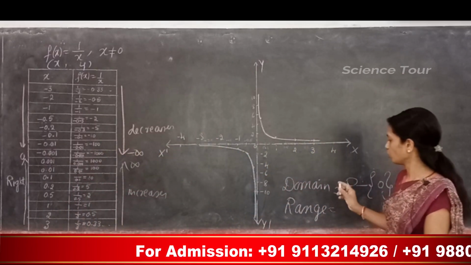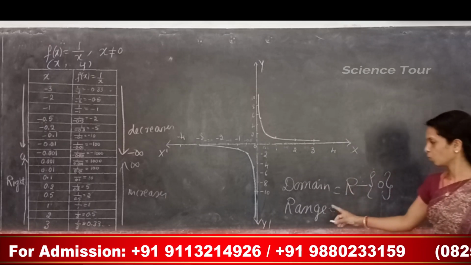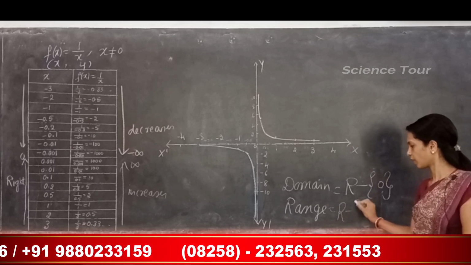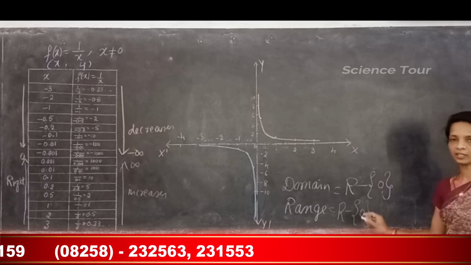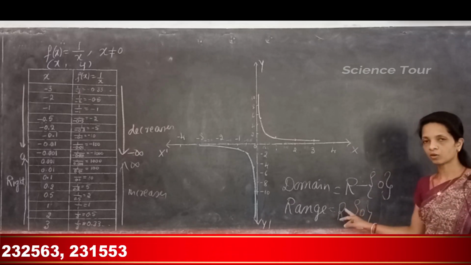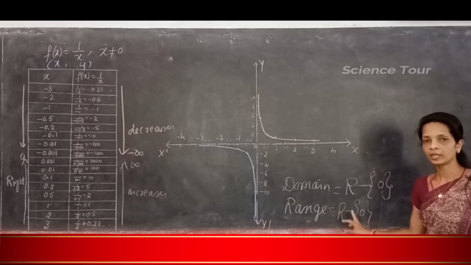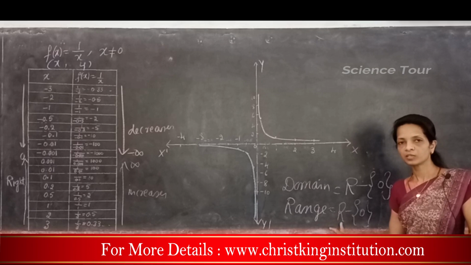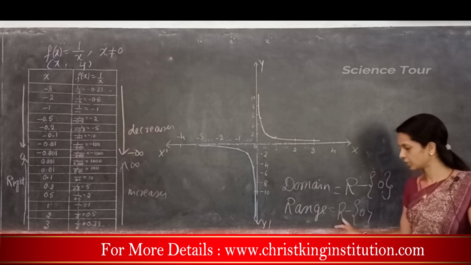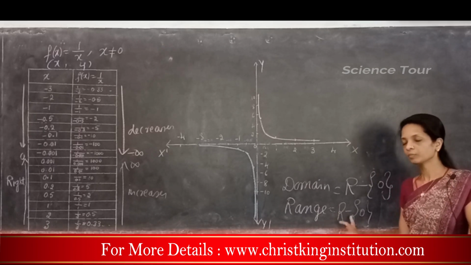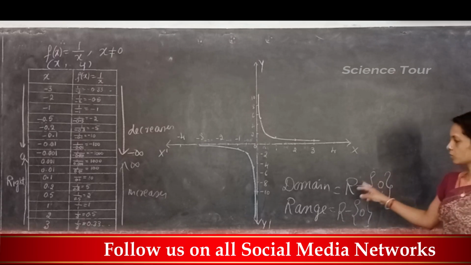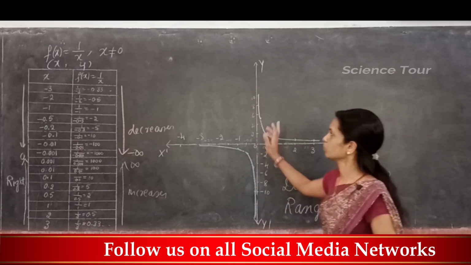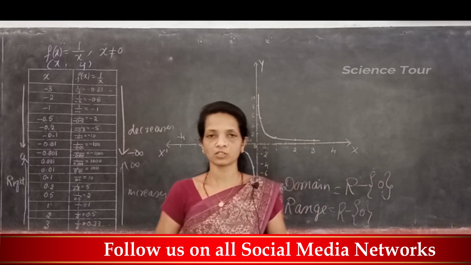So how to write that? It won't take the value 0. So the range is also what? R minus the set containing 0, it takes all real number values but except 0. F of x takes all real numbers except 0. We write that in symbolic form as R minus 0. So this is the domain and range. Domain and range are one and the same for this rational function 1 by x.